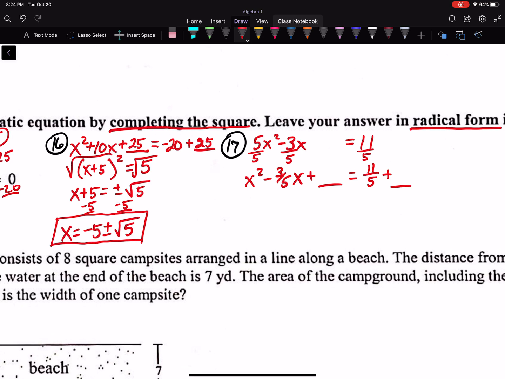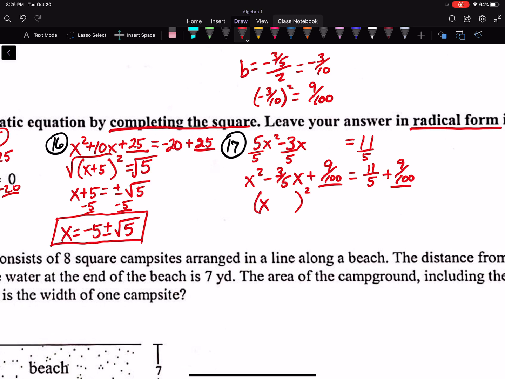Alright, now this is a very ugly b. I'm taking the new b, not the original. b is negative 3 over 5. I'm going to divide that by 2. That is negative 3 over 10. And then I square that. Negative 3 over 10 squared is positive 9 over 100. So that's what I'm adding to both sides. 9 over 100. Like I said, I would not choose to do this when completing the square if I had a choice. Alright, so we factor this side.